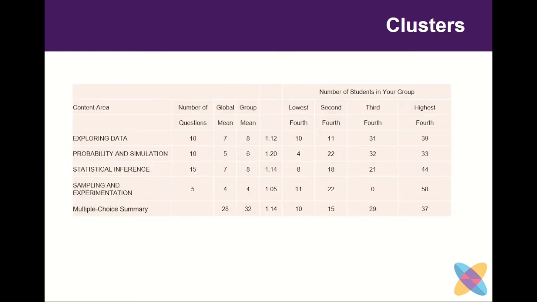We can also use clusters when analyzing individual content standards. For example, from this IPR and statistics that we are using before, under sampling and experimentation, where students had the lowest ratio for group to global mean, we can see that there is a cluster because no students were able to reach the third quartile. This indicates that students either easily mastered these concepts or struggled to have an adequate understanding. This teacher should probably try to determine what was preventing students from reaching the third quartile.